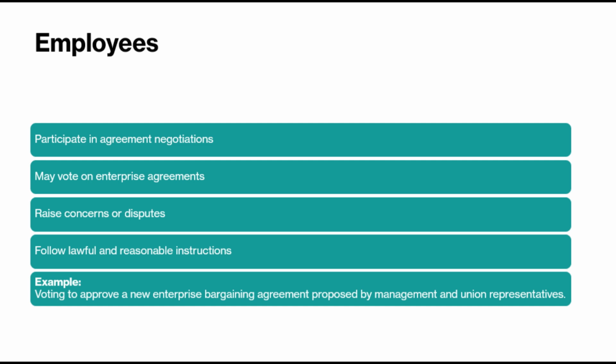In some workplaces, employees might be directly involved in enterprise bargaining, especially in smaller businesses, while in others, they're represented by union delegates. Employees are also expected to follow lawful instructions, perform their duties, and engage constructively in the process when required.